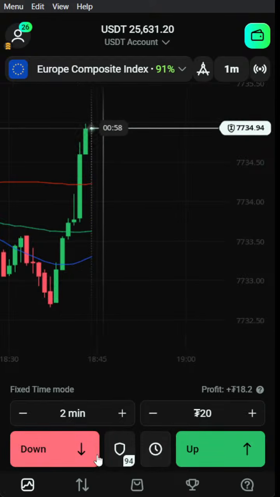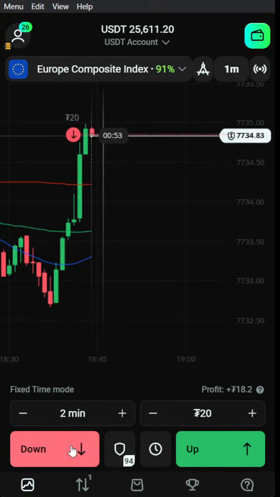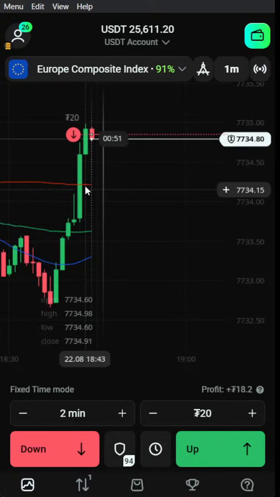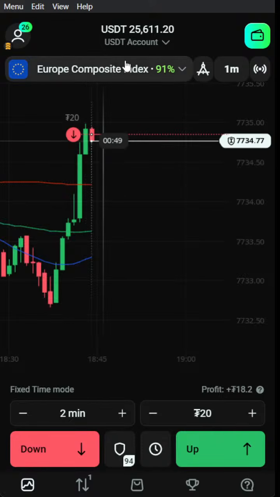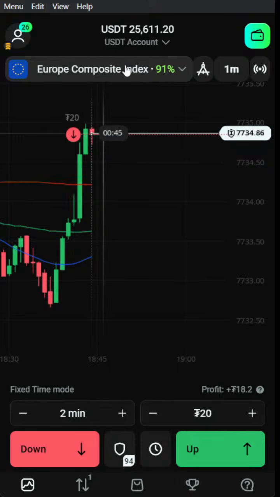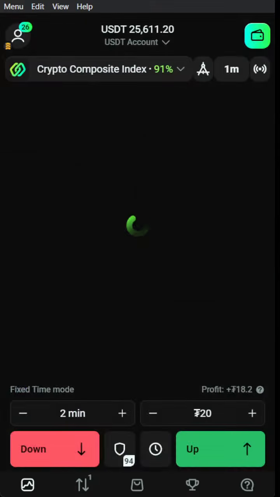Okay, now here we see that the candle started with red, so there will be a down trade coming up. As I told you, it will cross and there will be a reversal. I have made a down trade. Okay, so very simple to understand.